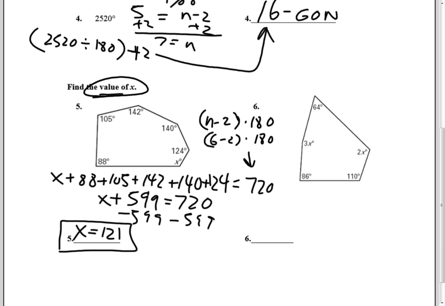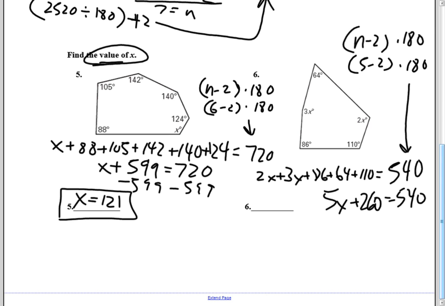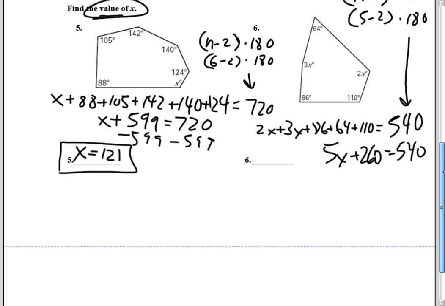If it asks for a measure, then I would put down degrees or units. Same idea over here. Interior, n minus 2 times 180. How many sides? 5. 5 minus 2 times 180. That is going to give me 540 degrees. Just put together everything on the inside. 2x, 3x, 86, 64, 110. 5x plus 260 equals 540.